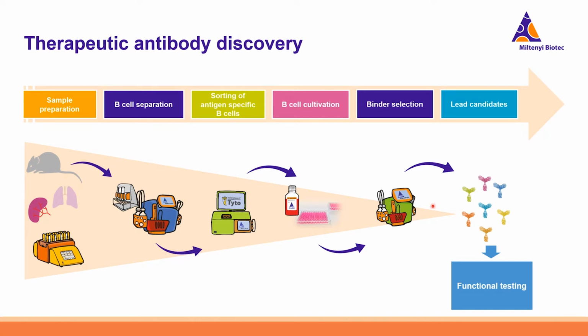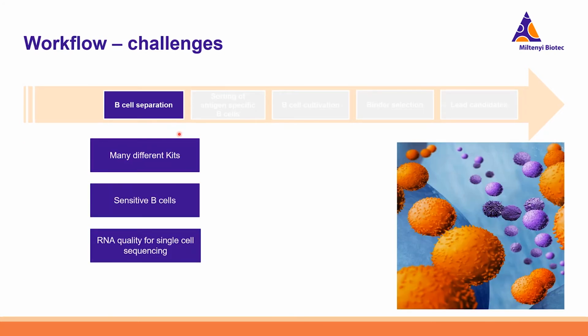And there, of course, you would first need a step of sample preparation to prepare your cells so that you have a single cell suspension to go into B cell separation. So this is obviously also very important. And now I would like to discuss with you some challenges that you might have in these different steps of the workflow and give you some hints on how you can find a solution for that.